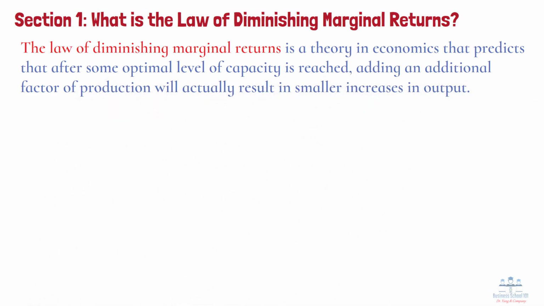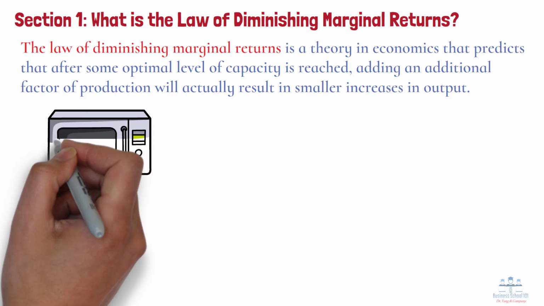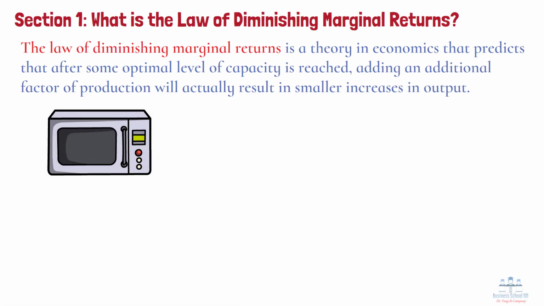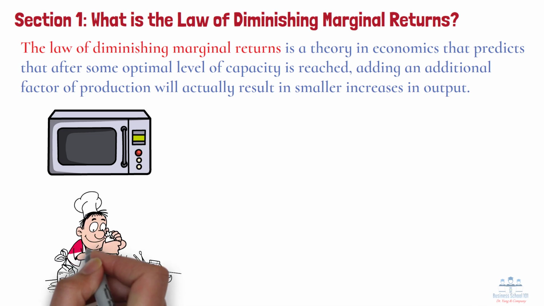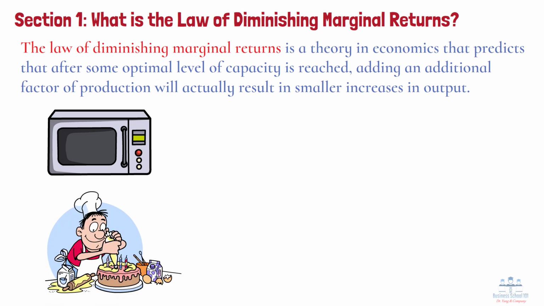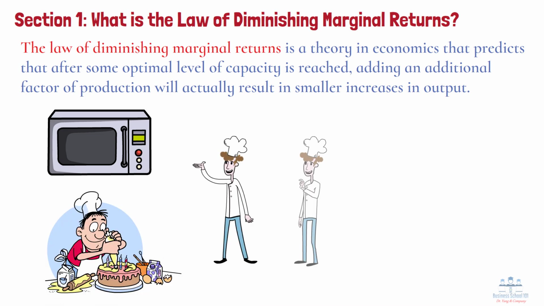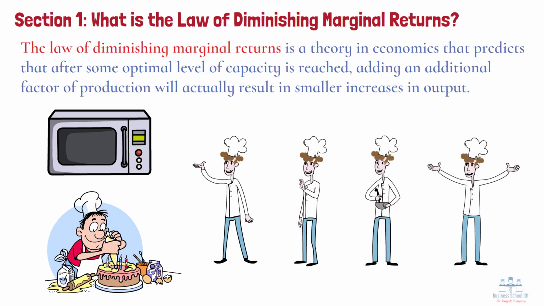For example, imagine you own a small bakery with one oven. At first, hiring an additional baker significantly increases the number of cakes you can produce. However, as you keep hiring more bakers, the limited space and the single oven mean that each additional baker contributes less to total production.